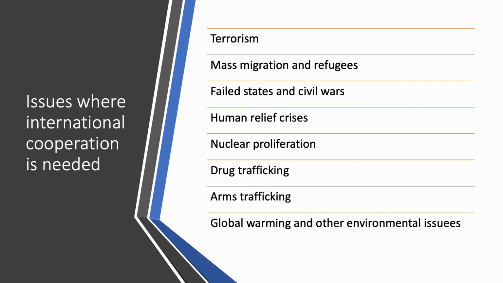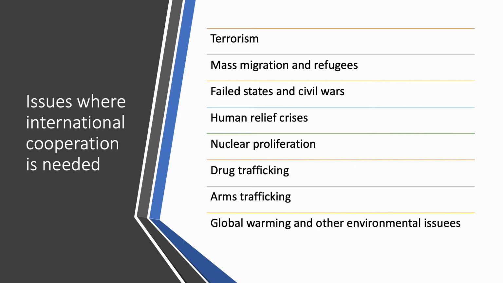Failed states and civil wars. Somalia, basically a failed state. States like Yemen that have had really awful civil wars going on inside them. Human relief crises could be from natural disasters, many other things. Nuclear proliferation, I mentioned this several times, but this is a serious problem. What do we do? What can any one nation do about the fact that other nations are seeking nuclear weapons? One argument is the only way to fix this is through international agreements.